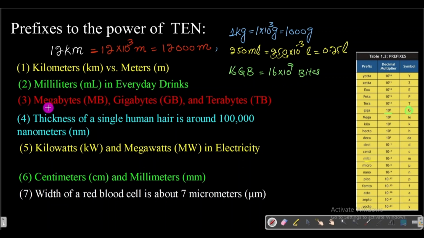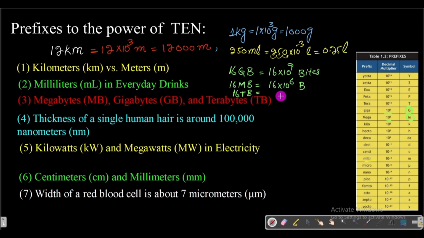And here what about the megabytes? Let's say 16 megabytes will be equal to 16, and this mega we will search for in the table. So where is the mega? Mega is present here. Mega is represented by capital M, and its value is equal to 10 power 6. So here instead of this mega we write 10 power 6 and this is B. B is the unit, B is called bytes and is the unit of the storage.